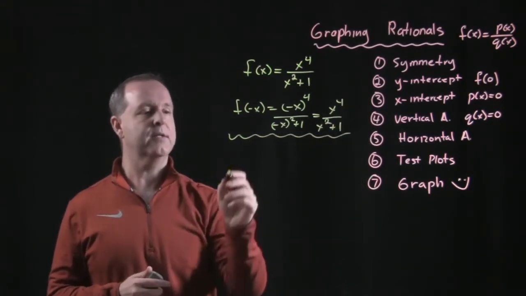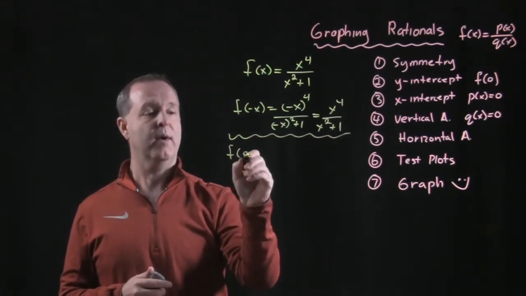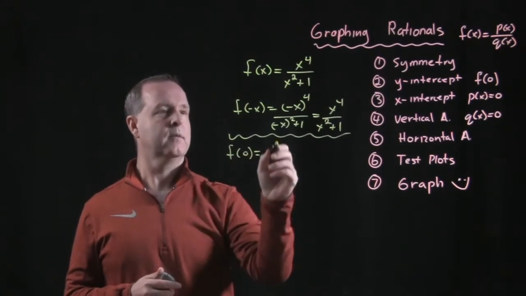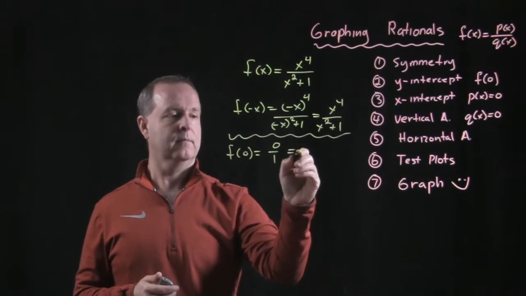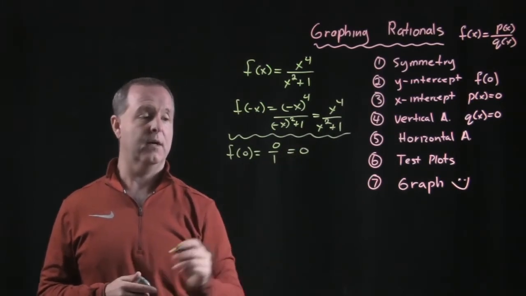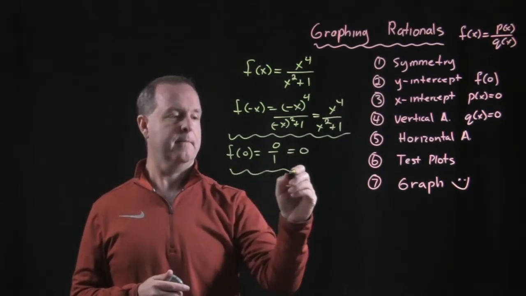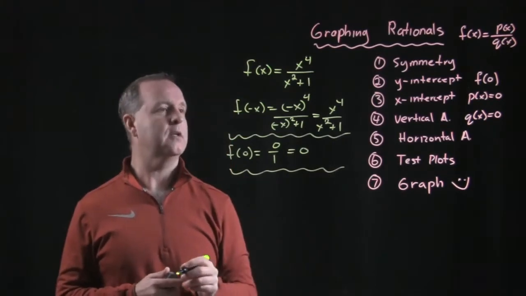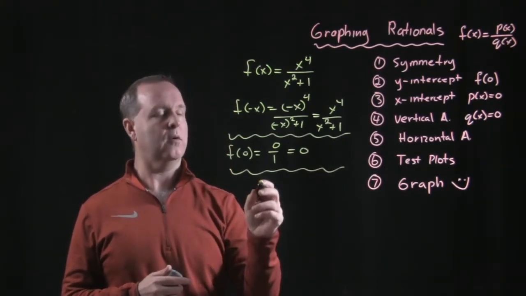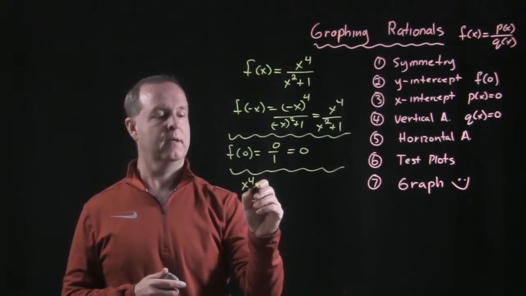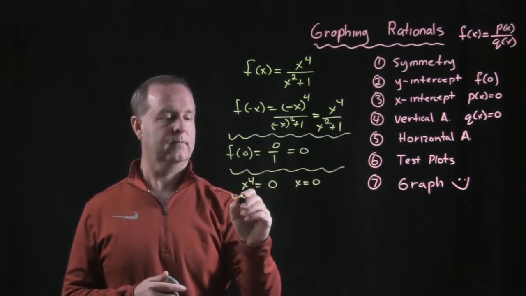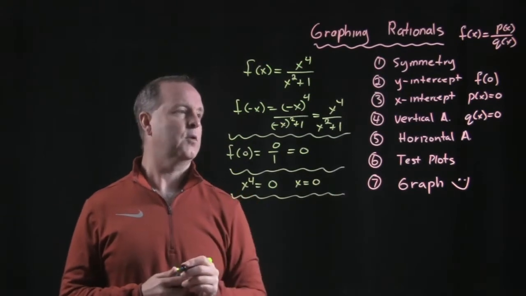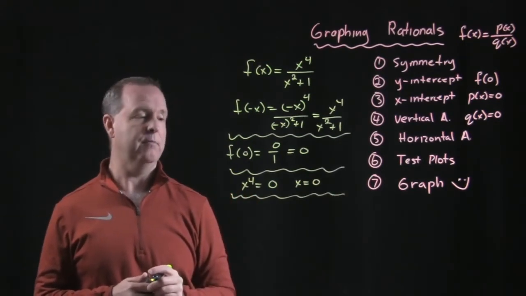Step two, y-intercept, evaluate at 0. So I have 0 over 1. So I have the point 0, 0. Step two, look at where the denominator equals 0. So x to the fourth equals 0 when x equals 0. So I know I have an x-intercept at 0.